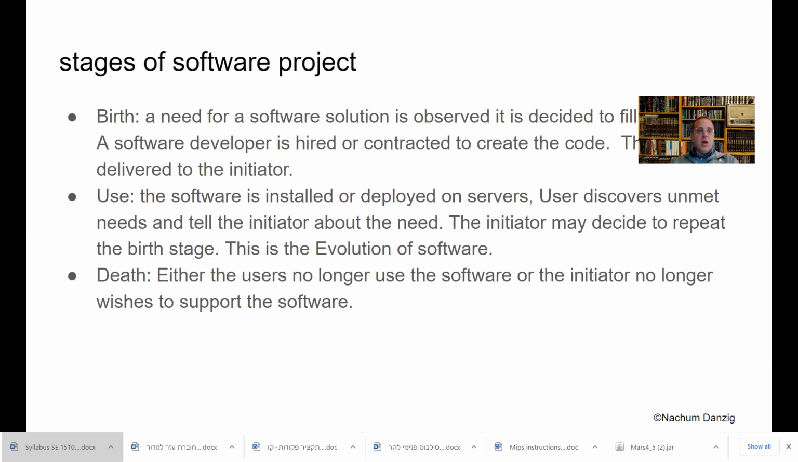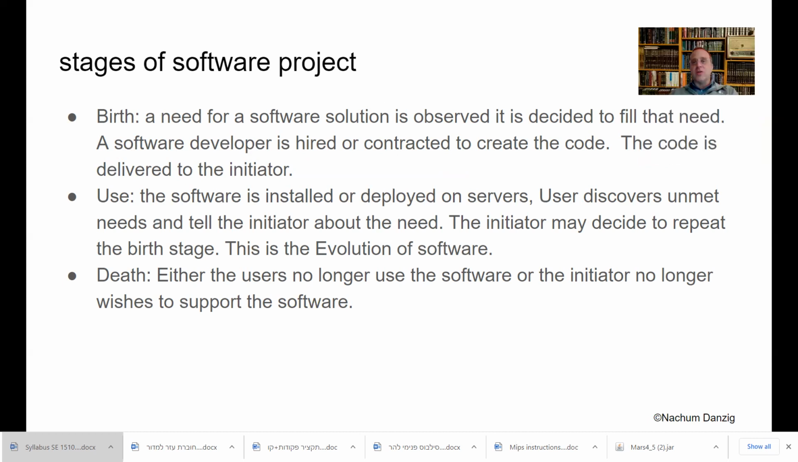Okay, stages of the software product. So this is kind of obvious, but there's the birth. Now, what's the birth of the product? There is usually a need for a software solution. So you observed some kind of problem and you decide to fill that need. You don't just make software; you usually make it for a purpose, because of something missing out there. A software developer is hired or contracted to create the code. The code is delivered to the initiator. The initiator is the person who wanted the software, who saw the need. He may not himself be a programmer.